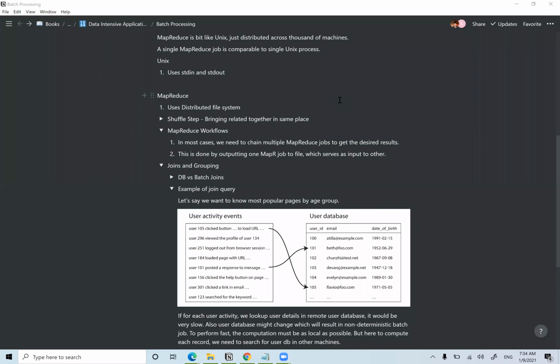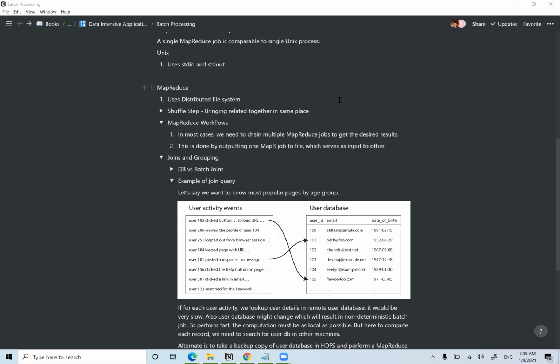Currently, we are on the chapter batch processing, and we have been looking at MapReduce, which is one of the ways to do batch processing. So, last time we looked at how Hadoop uses its distributed file system HDFS and MapReduce jobs on top of it to perform batch processing jobs, right? And we looked at some of the basic MapReduce jobs.